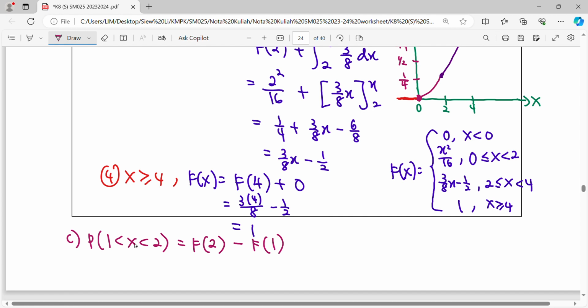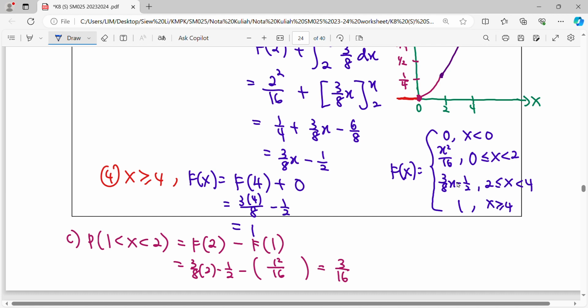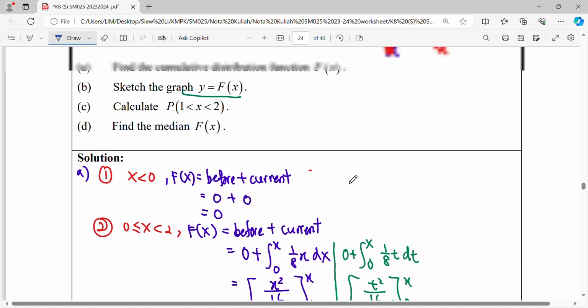So F(2), 2 is substituted in which formula? 2 will be substituted in this formula because 2 is included here. F(1) will fall on this interval. So substitute 2, minus F(1), 1 squared over 16. So find out your probability. Again, 3 over 16. Is it? Yes. Okay.